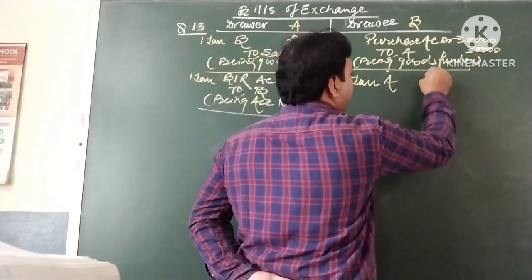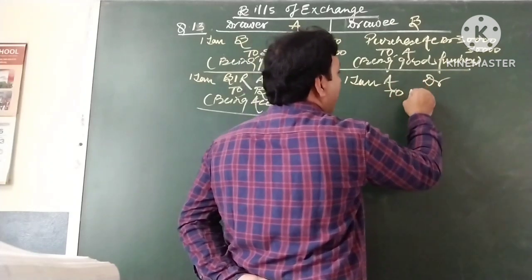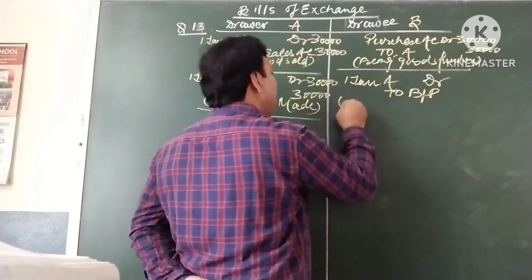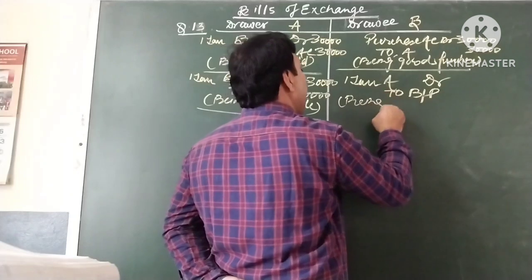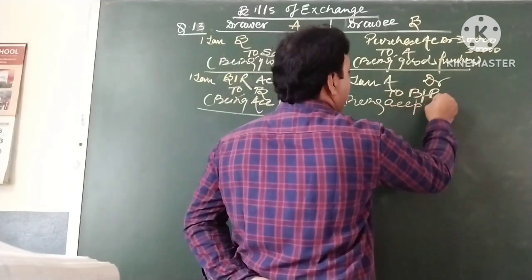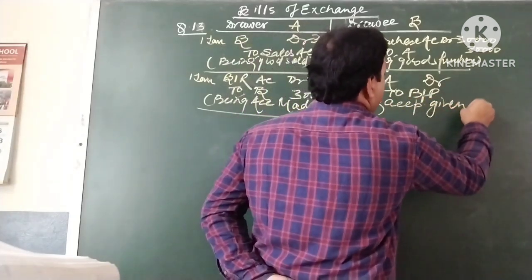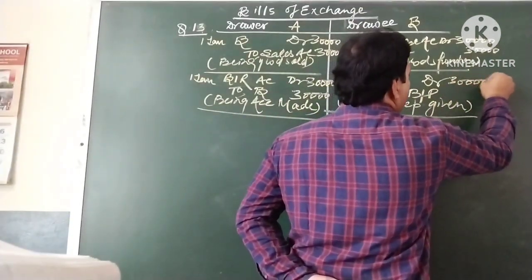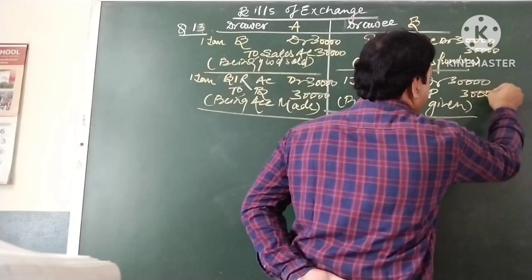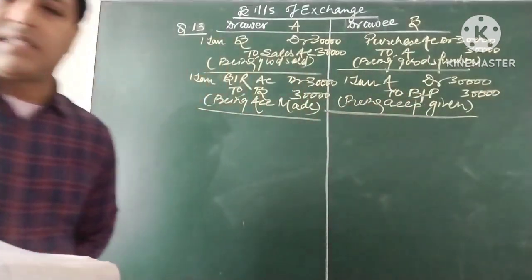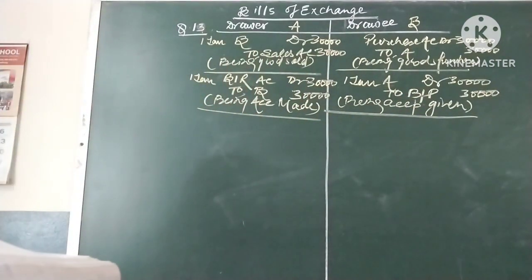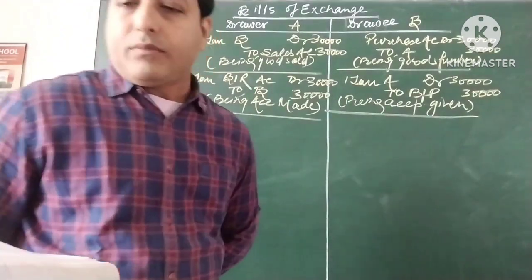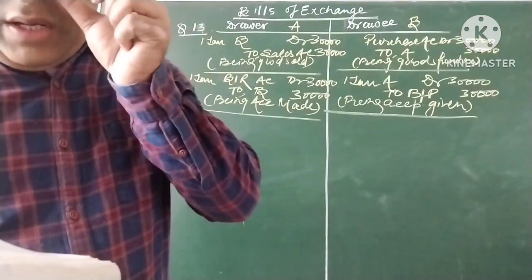B debit to bills payable. It means acceptance given, 30,000 rupees. Now see the next point. What is the next point? A very most important point is given here.